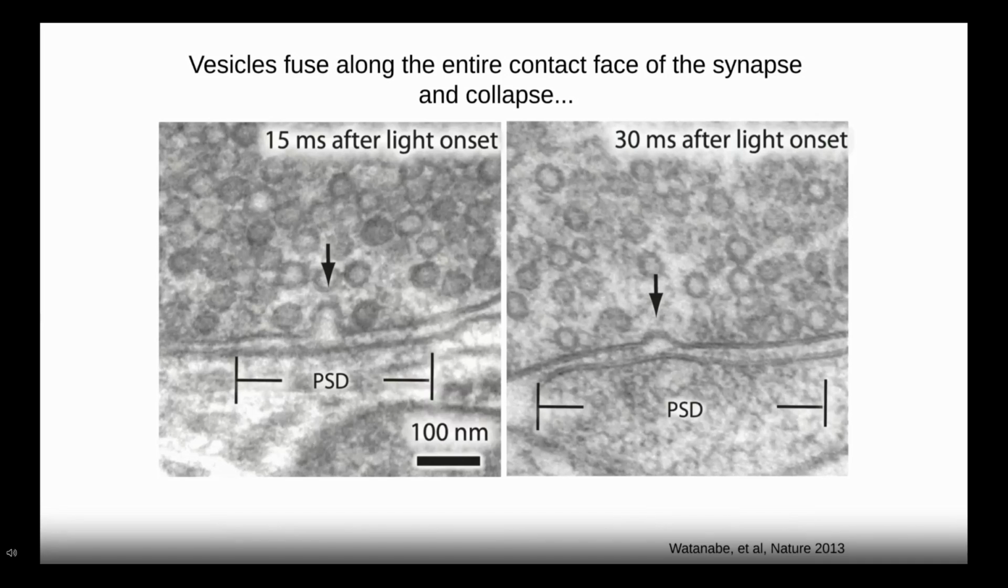So when we do flash and freeze, we can see some cool stuff. We can actually capture what's going on at the synapse during neurotransmission. So for example, you can actually see synaptic vesicles, this process that happens in hundreds of microseconds to milliseconds, these synaptic vesicles that have fused with the plasma membrane and are now having their membrane collapse into the plasma membrane.